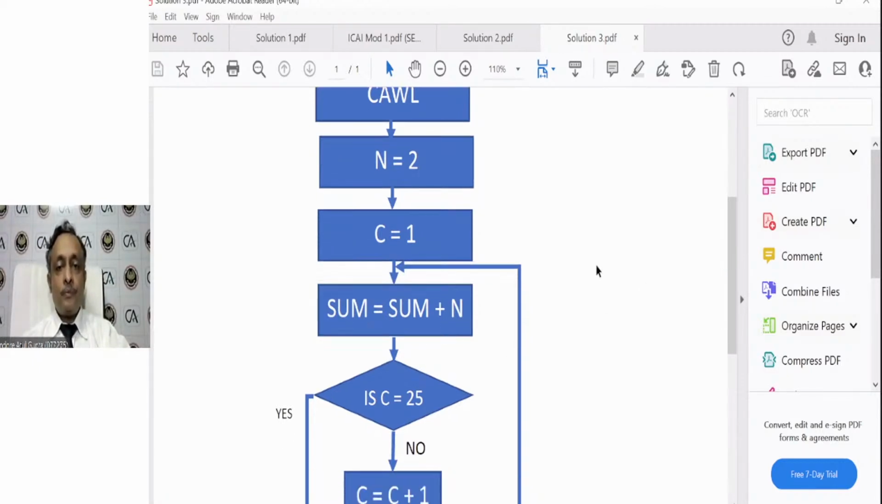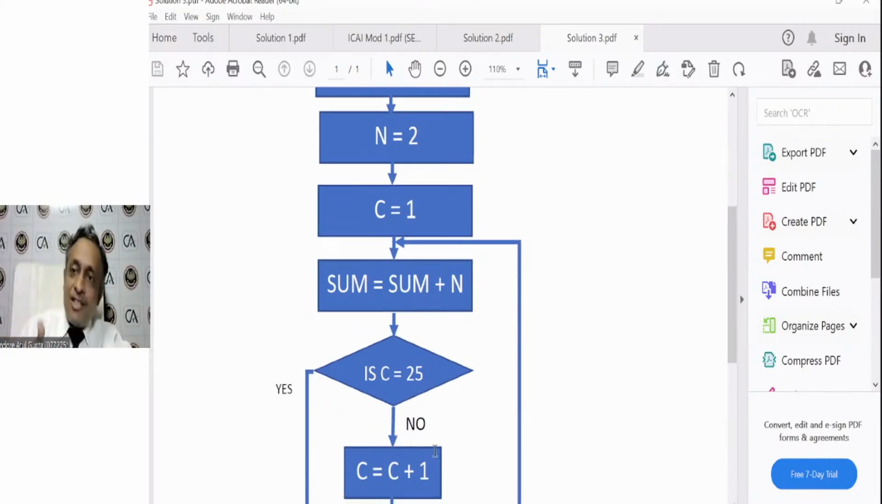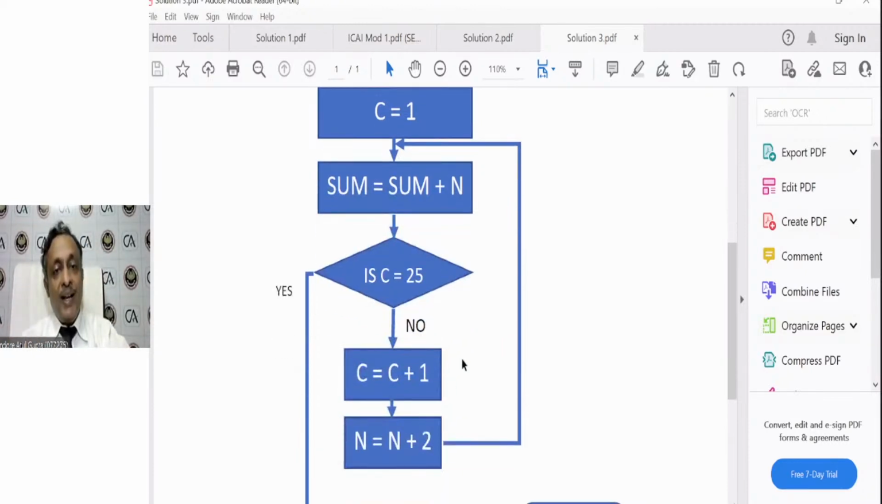Now I'm running the counter. This is the most important part. Is C 25? No, C is 1. No. So what I do is increase the value of C by 1, so now my C is 2, and increase the value of N by 2, so now my N is 4. And from here, see this arrow, it says go up. Again, add sum to N.